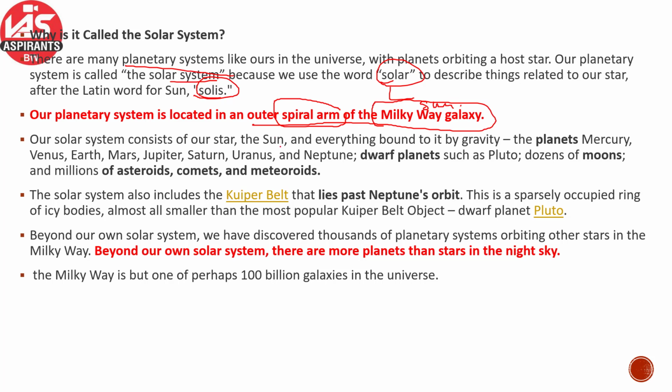Okay, now our solar system consists of our star, which is the Sun, and everything which is bound to the Sun by gravity, the force of attraction of the Sun to attract other objects towards it. So all the planets, Mercury, Venus, Earth, Mars, Jupiter, Saturn, Uranus, and Neptune, the dwarf planets such as Pluto, dozens of moons, millions of asteroids, comets, meteoroids, all of these form the solar system. The solar system also includes the Kuiper Belt. So a question can be asked, is the Kuiper Belt included in the solar system?